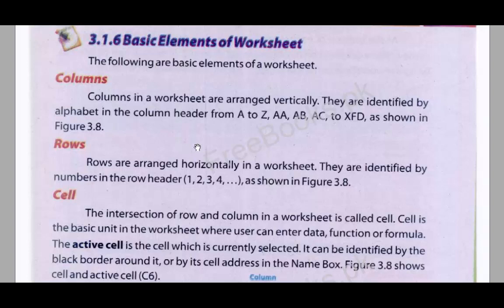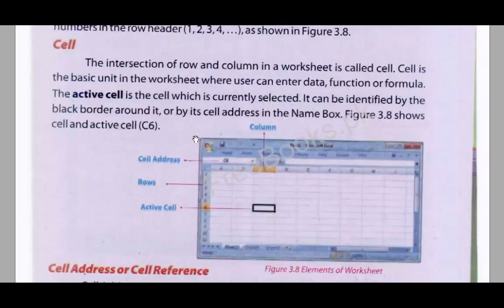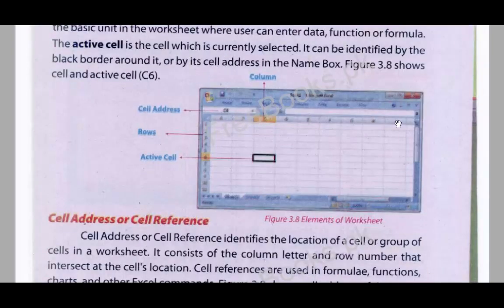Cell, the intersection of row and column in a worksheet is called cell. Cell is the basic unit in worksheet where user can enter data, functions or formula. The active cell is the cell which is currently selected. It can be identified by black border around it, or its cell address in the name box. Figure 3.8 shows active cell C6. These are columns, these are rows, and this black border shows you that this is the active cell, and here is the cell address, that is C6.